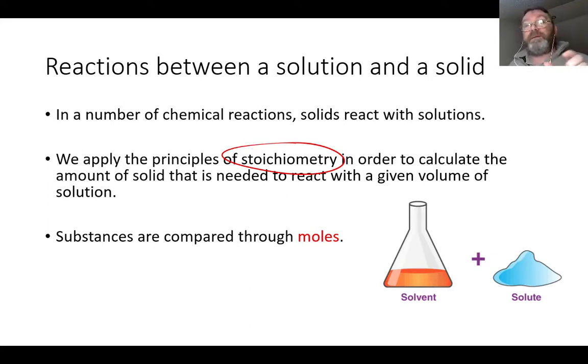Now, how do we compare them through moles? By using a balanced equation. And in every one of the examples I'm about to do, there will be a balanced equation at the heart of the question, which will reveal something interesting about how we compare the number of moles of one substance to the other.